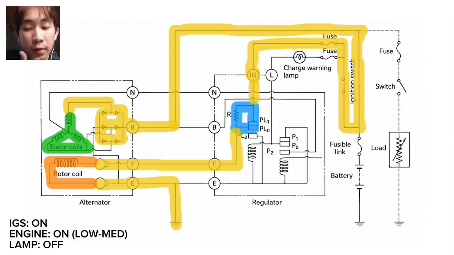Now, current then flows to the F terminal of the regulator, the F terminal of the alternator, to the brush slip rings, and to the rotor coil, then back out from the brush slip rings, then to the E terminal of the alternator, and ends into the ground or the earth. Now in this condition, the current flows into the resistor, thus the current that flows into the rotor coil is smaller.